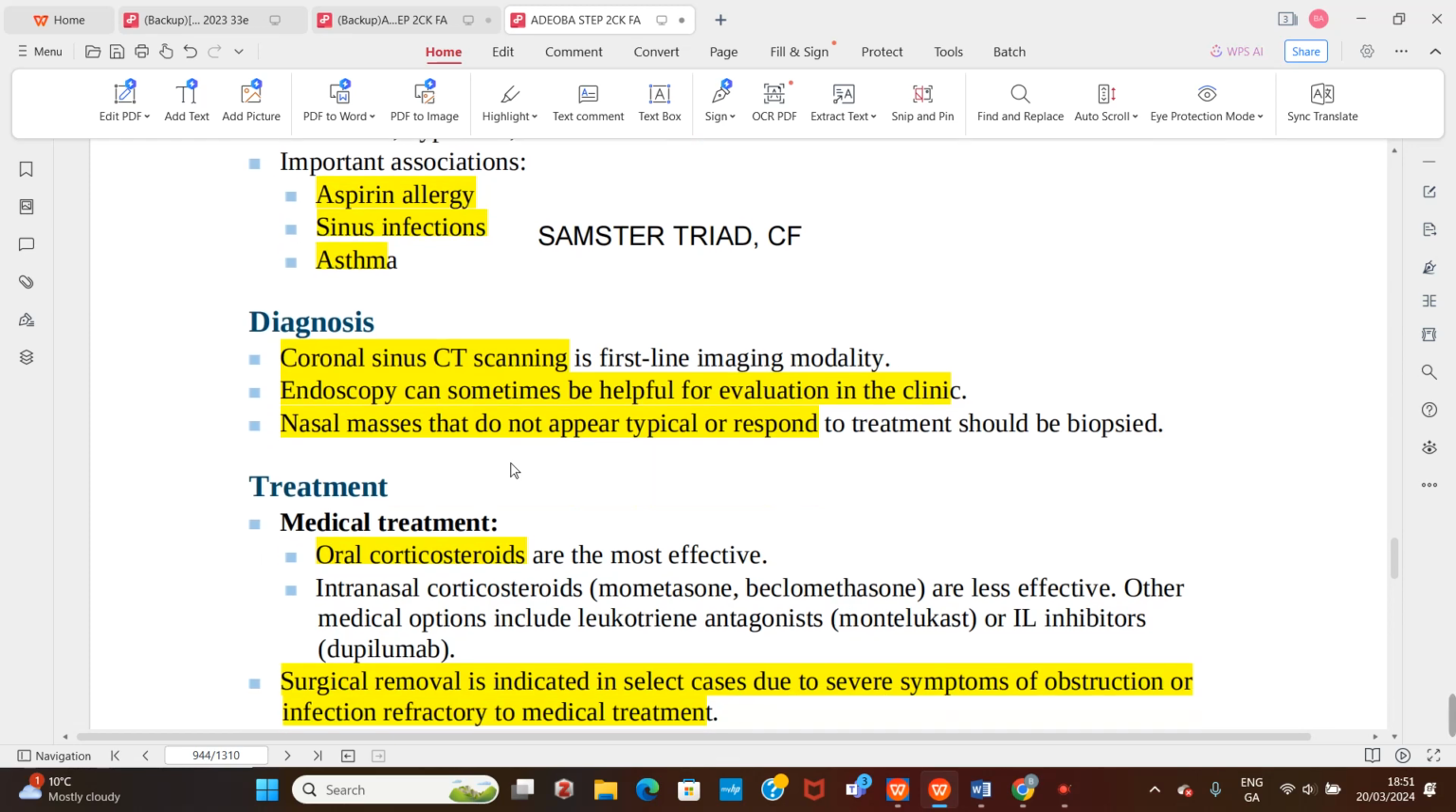So, how do you investigate? You can do a coronal sinus CT scan to look at the lesions. If you are seeing the patient in the clinic, you can do a nasal endoscopy. And if the nasal masses don't look typical, not like the polypoidal masses that you expect, or they are unilateral, or they do not respond to treatment, please take a biopsy to rule out malignancy.